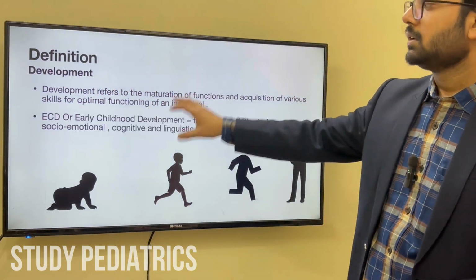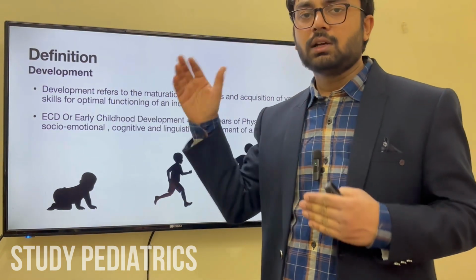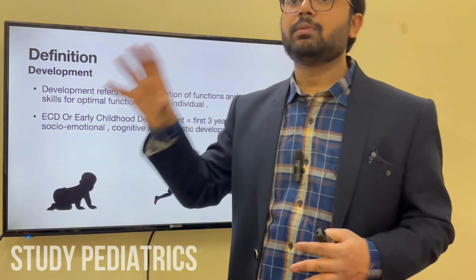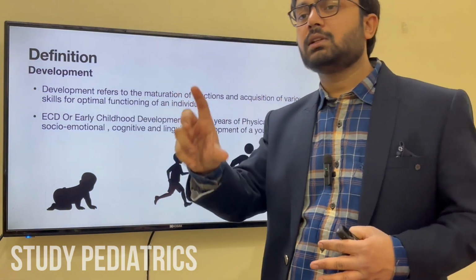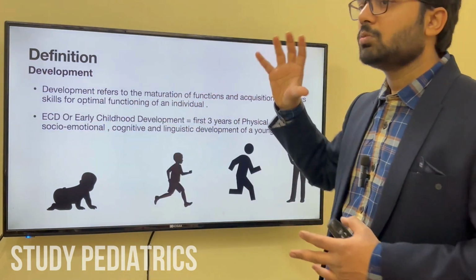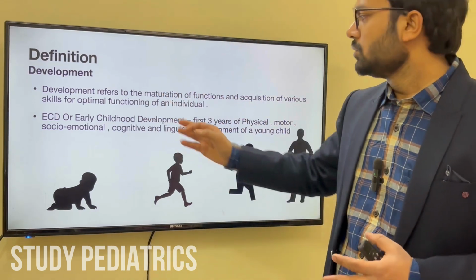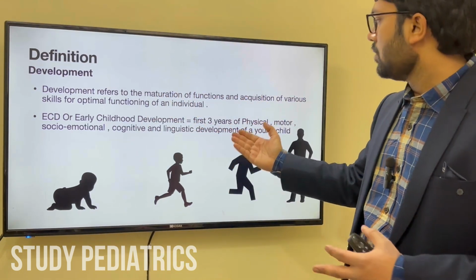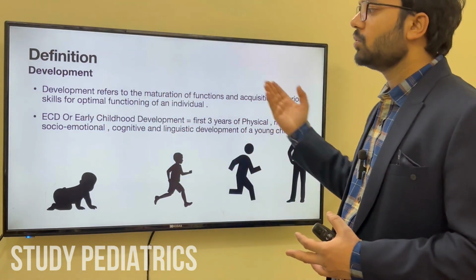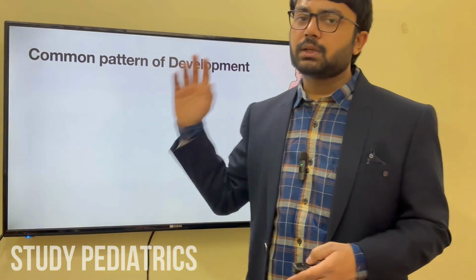So development is this. And then another concept is early childhood development. These days it is given stress because early childhood development is important, as the maximum brain growth occurs then. The brain develops maximally up to 2 years. 90% of the brain grows, and over another 3 years almost completely. So 99% of the brain grows in early childhood. So we have to focus in the first 3 years on physical, motor, socio-emotional, cognitive, and linguistic development for the overall development of a child.